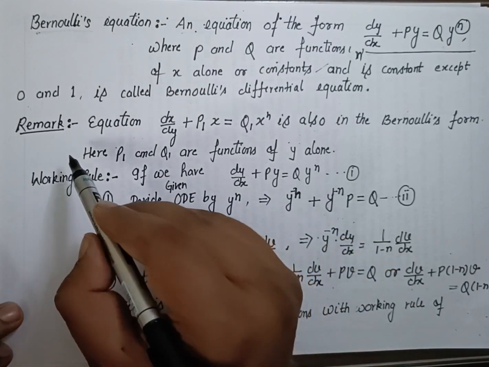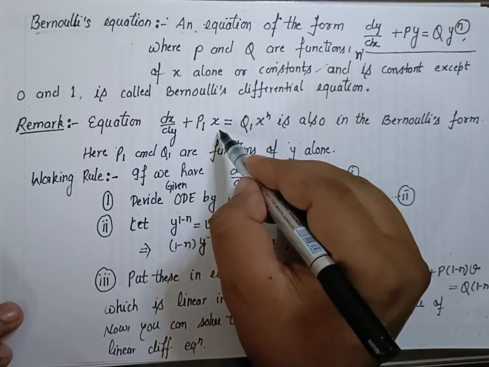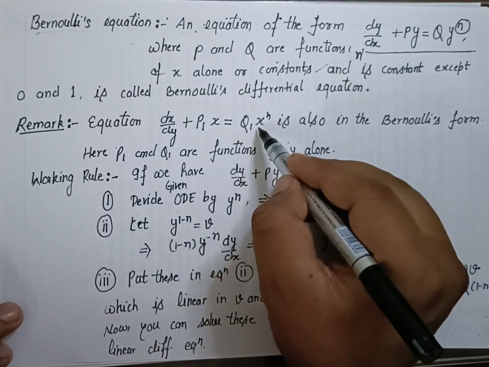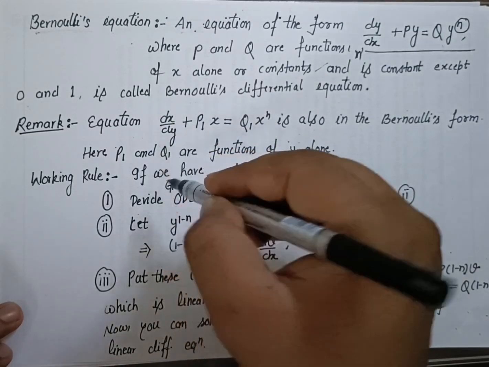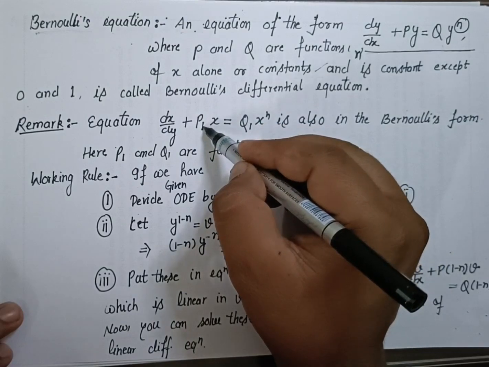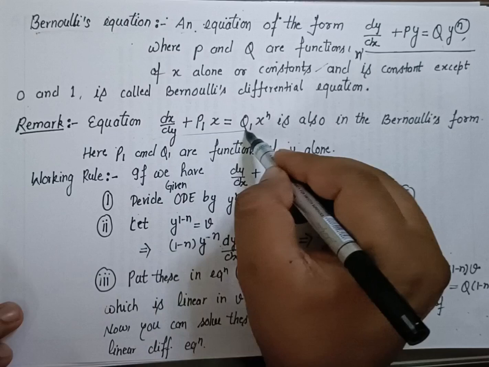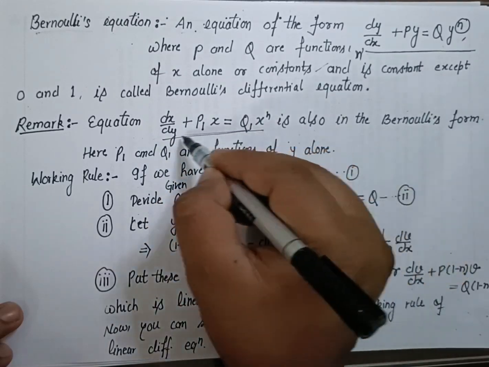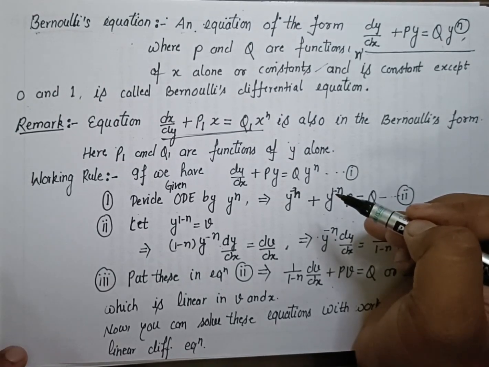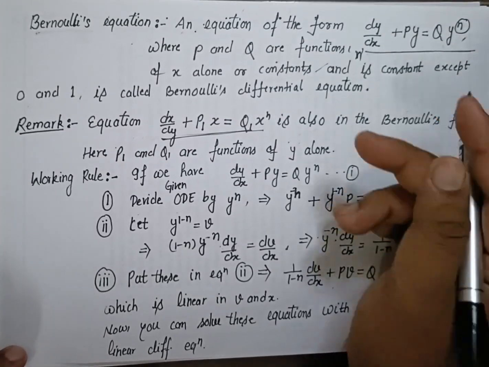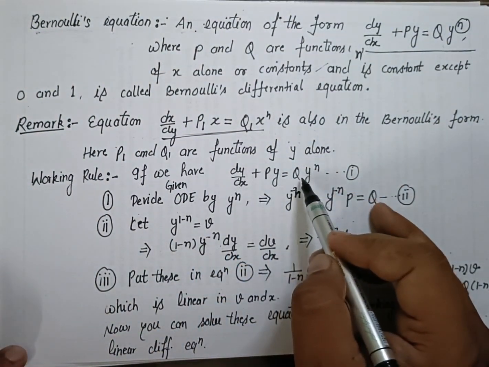One remark here: for an equation of the form dx/dy + p1 x = q1 x^n, with dx/dy in place of dy/dx, where p1 and q1 are functions of y alone, this is also the Bernoulli form of the linear differential equation.